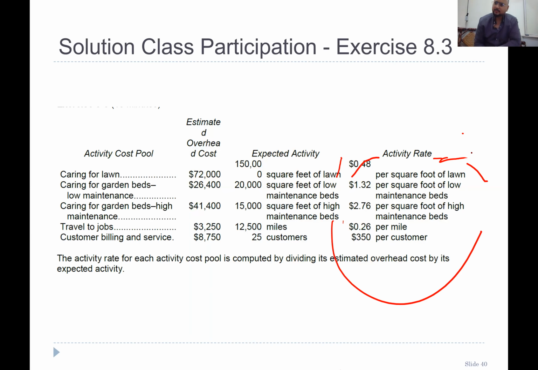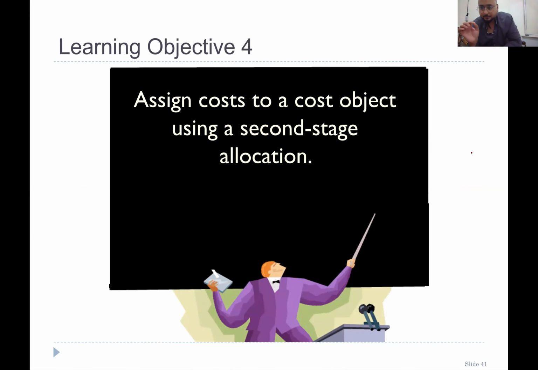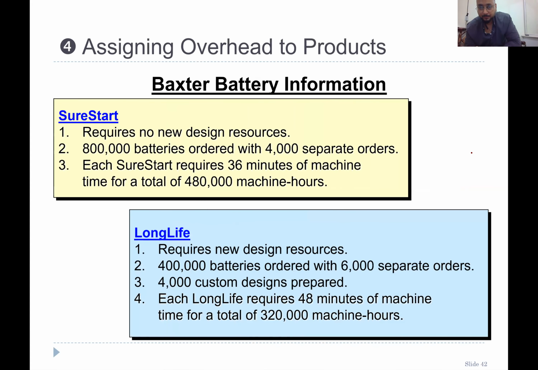Now, the question arises, we have found the activity rate. How can we utilize those activity rates? What does it mean? How will this benefit us? Right? Here we go. Now, from here, we will be finding out how to assign cost to a cost object using second stage allocation. We have two products here, and we want to find out how much it costs for short start and how much it costs for long life.